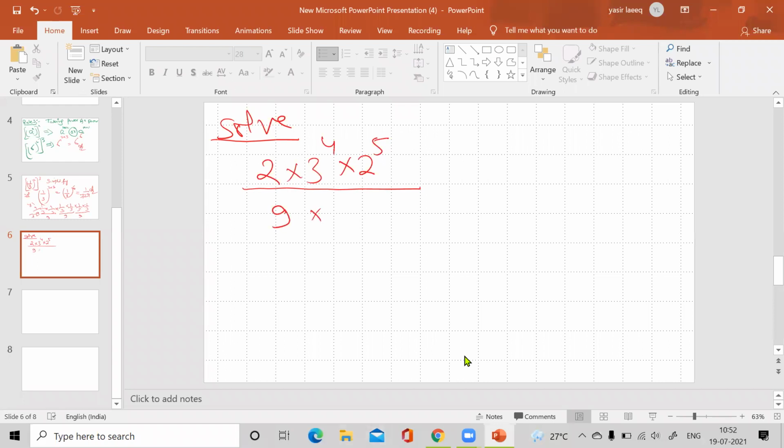9 into 4 to the power 2. Please try to do it. It is very easy, I am just solving it for you, so that you can solve the later one. Remember to do the complete steps, everyone.